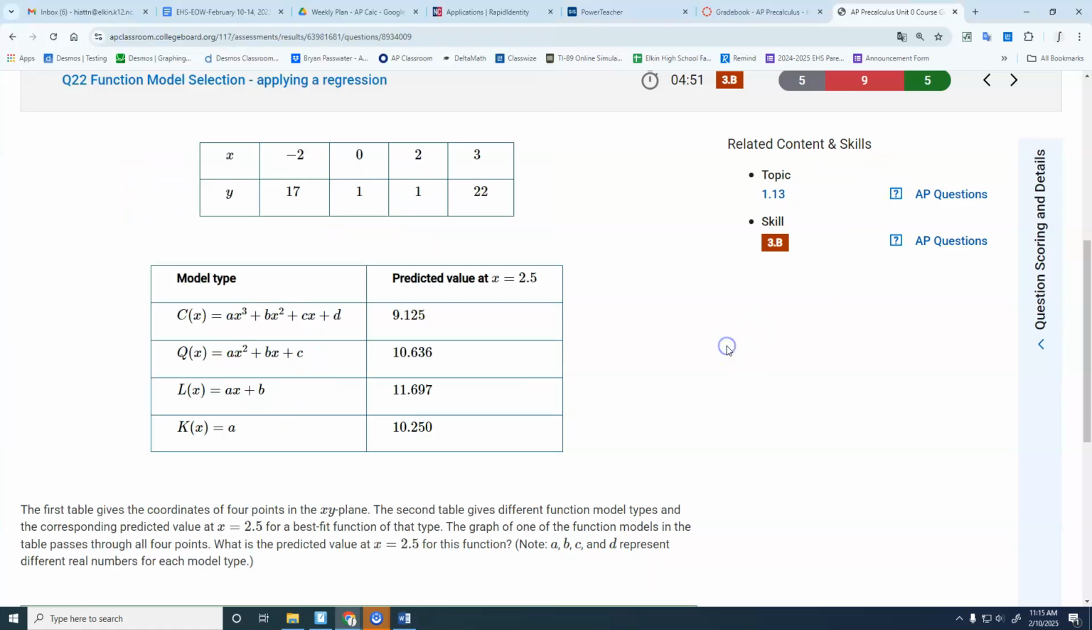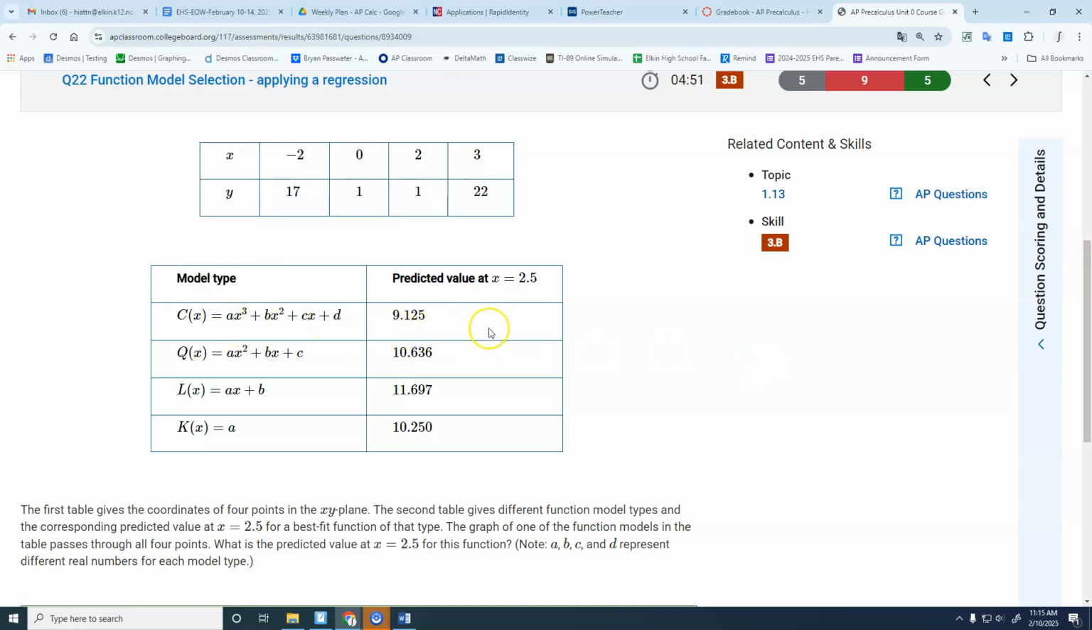So this problem gave us 4 points. If you have only 4 points, then a cubic will always fit perfectly. You can always get a cubic to fit perfectly for that. This is a constant. This is just like a horizontal line. The only time that would work is if all the values were the same. So that one would pretty much only work if you just had like 17, 17, 17, 17 on that bottom line for that. You said that won't be on the test though?